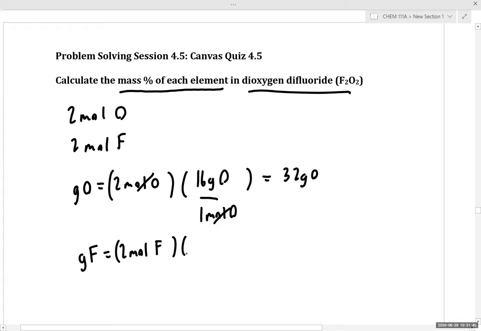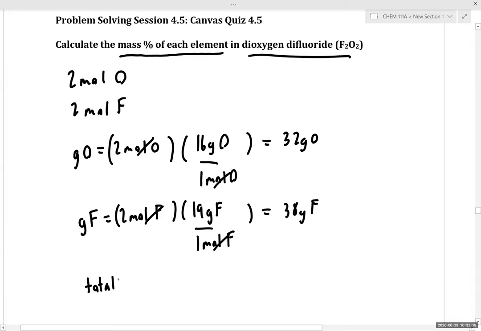And we know the molar mass of fluorine, so let's look that up in the periodic table. We don't use the molar mass of fluorine a ton because it's not super common in compounds that we see, at least in the lab. So our molar mass of fluorine is 19 grams of fluorine per 1 mole of fluorine. Moles cancel, and that gives us 38 grams of fluorine. If we add our masses together, our total mass is equal to 32 grams plus 38 grams, which gives us 70 grams. Wonderful.